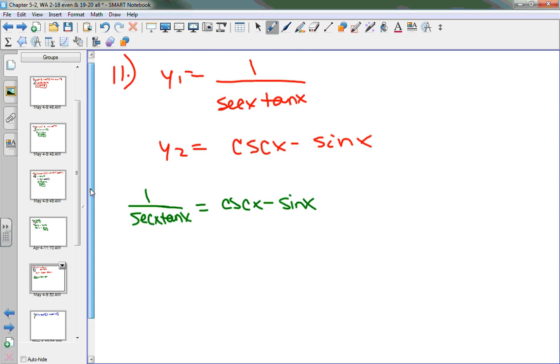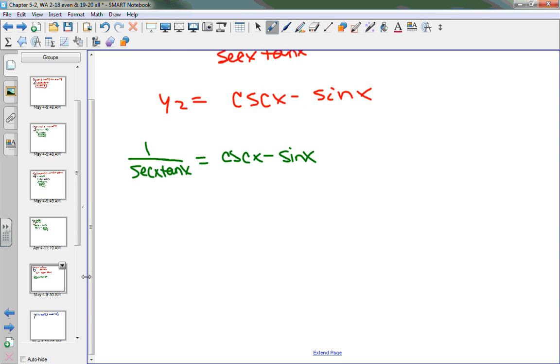And prove the left-hand side is equal to the right-hand side. Now, what we're going to do is pull this stuff apart. I'm going to make this 1 over the secant of x times 1 over the tangent of x. What's 1 over secant? Page 340. It's cosine. So I have the cosine of x times, what's 1 over tangent? Cotangent.